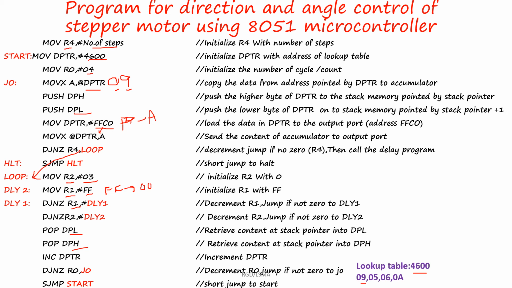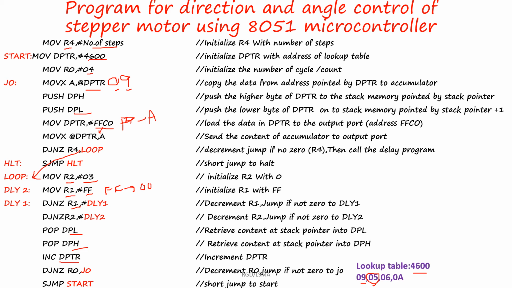After which you are going to increment your DPTR. So 09 data you have fetched and you are going to fetch the second data 05. For that I am incrementing my DPTR. The DPTR address is 4600. So decrement jump if not equal to 0, that is R0 is not equal to 0. There are 4 data not yet fetched. Then you have to again load the data to the accumulator. Then you can send the second data for energizing the stepper motor to take the next step. Until it completes the 4 data, it will keep on jumping to J0 and load the next data.